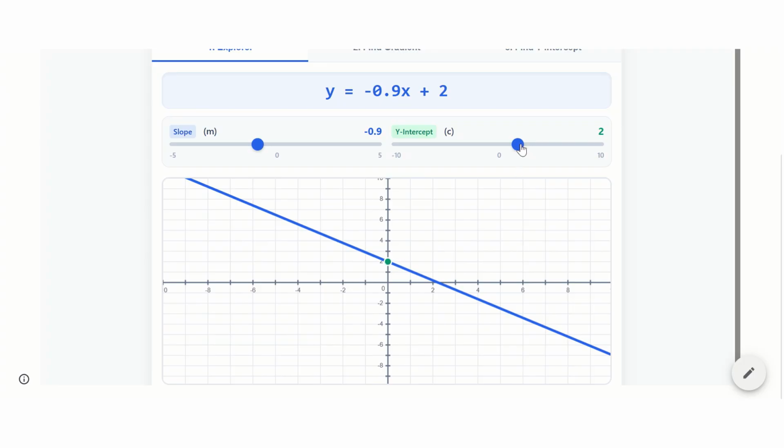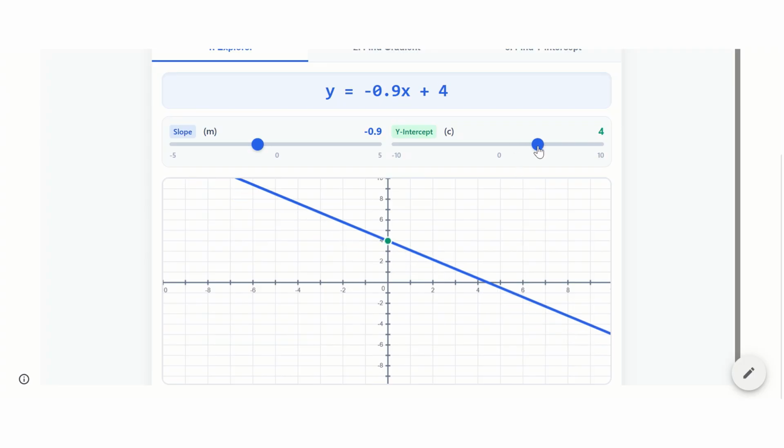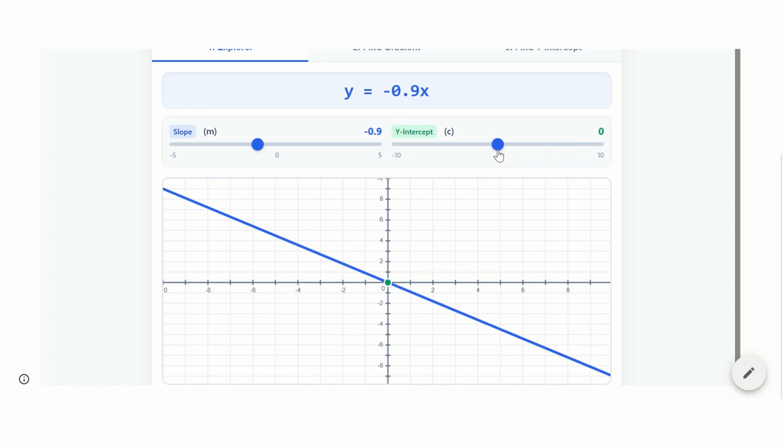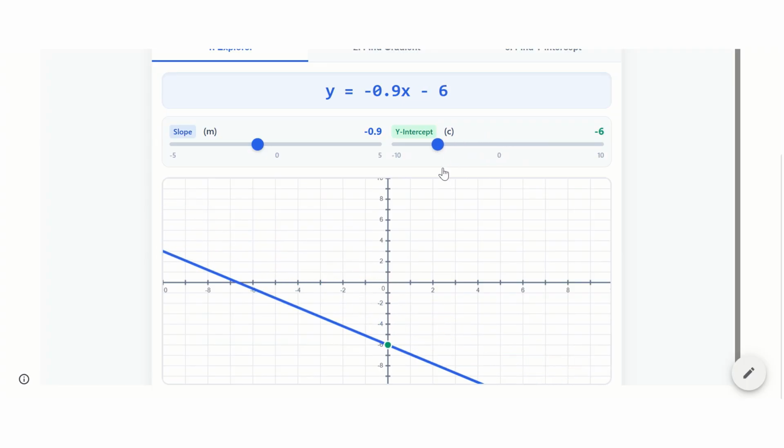So I'm going to increase the value. When I increase it, can you see the line shift upwards? Positive. And this is when it's at 0. And then negative means it moved downwards.